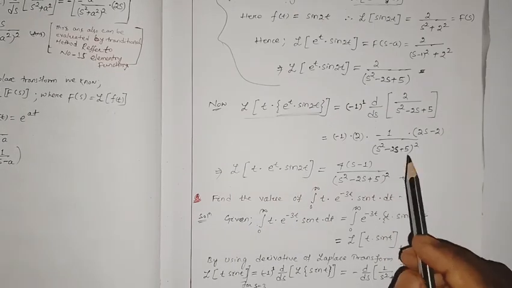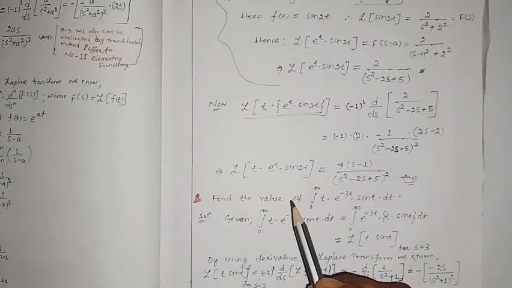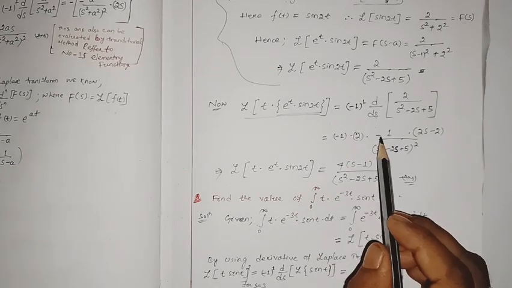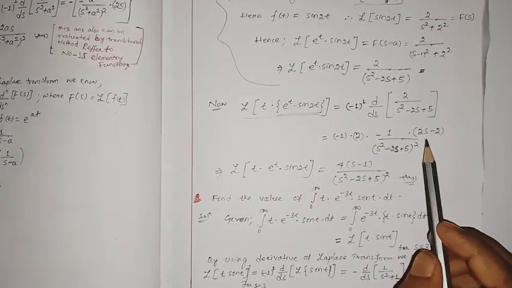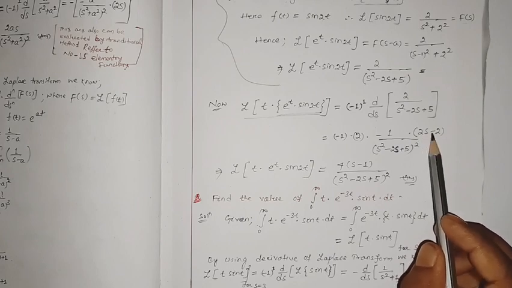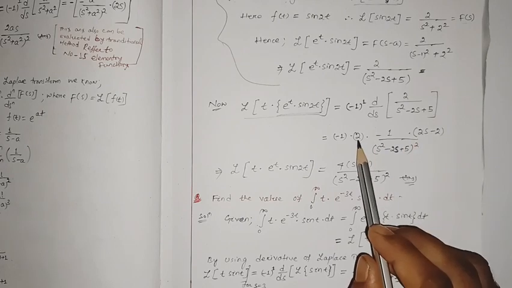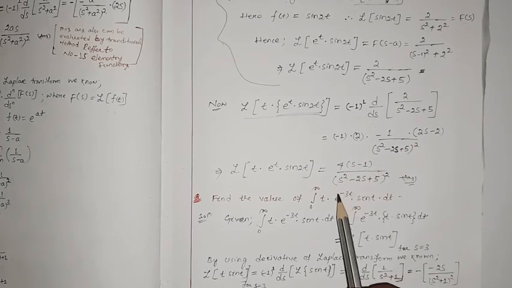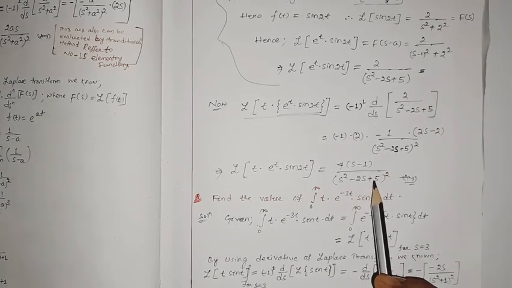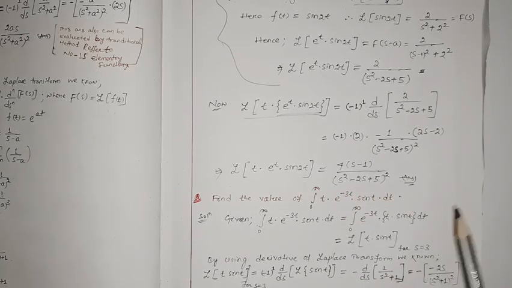Then if I simplify this, here you can find this minus will be plus, and if I take common 2 from these terms, it will be 4 into s minus 1 divided by s square minus 2s plus 5 whole square. So this will be the answer, right?